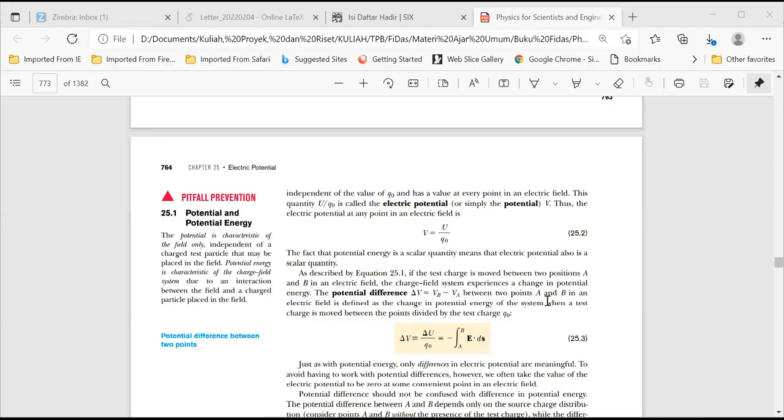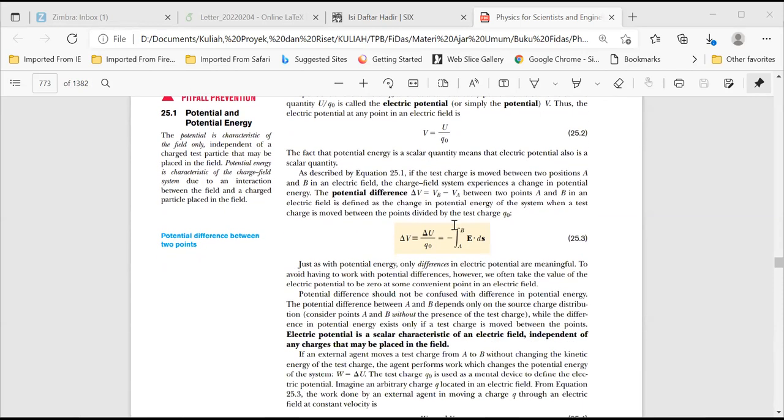So last week, we discussed potential. The potential is defined as in equation 25.3. This definition comes from the work-energy theorem in Newtonian mechanics. So we have this form. This minus sign is a convention, commonly used for this delta V.